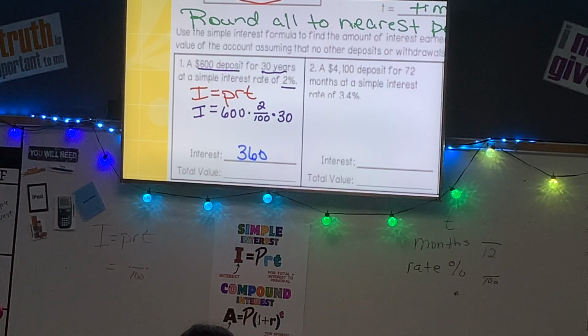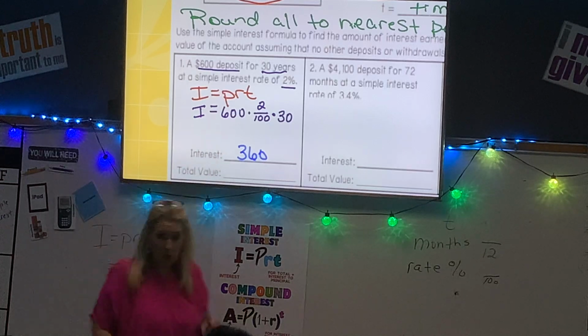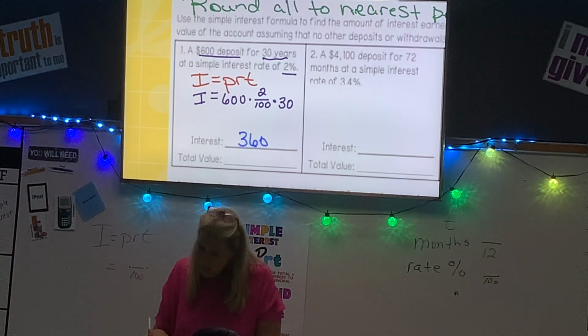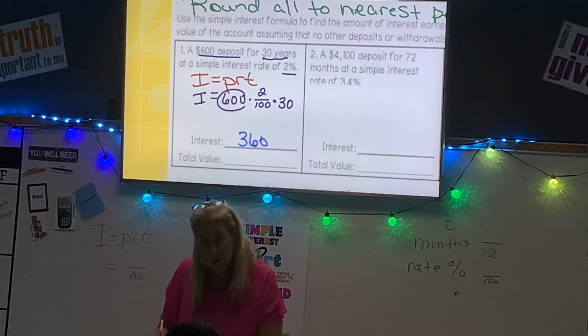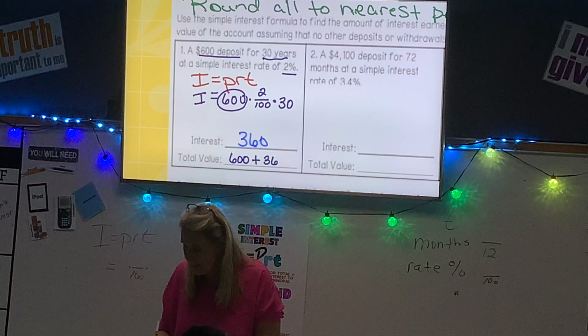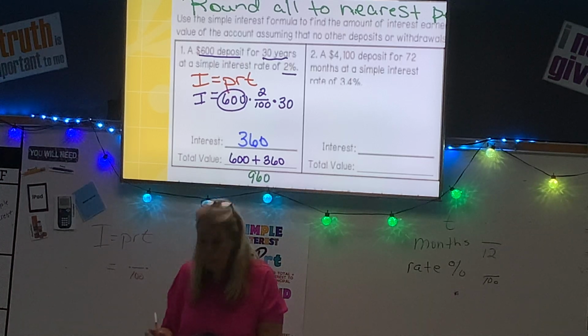Now, in 30 years, if you go to the bank and say, I want to withdraw my money, you would be very upset if they just handed you $360. Because, didn't you start with 600? So, total value in your account, you have to take the principal, the amount you started with. You have to add your interest, and you are correct. It's going to give you $960.